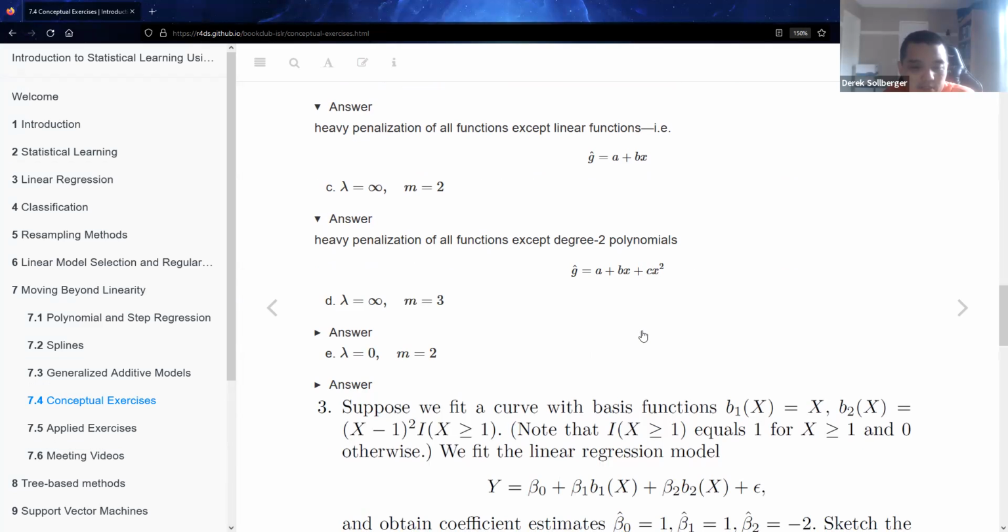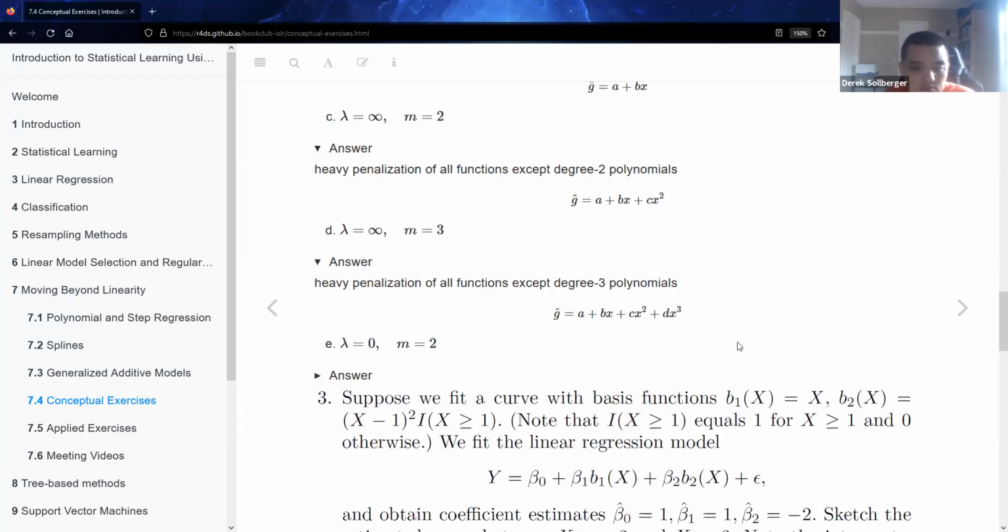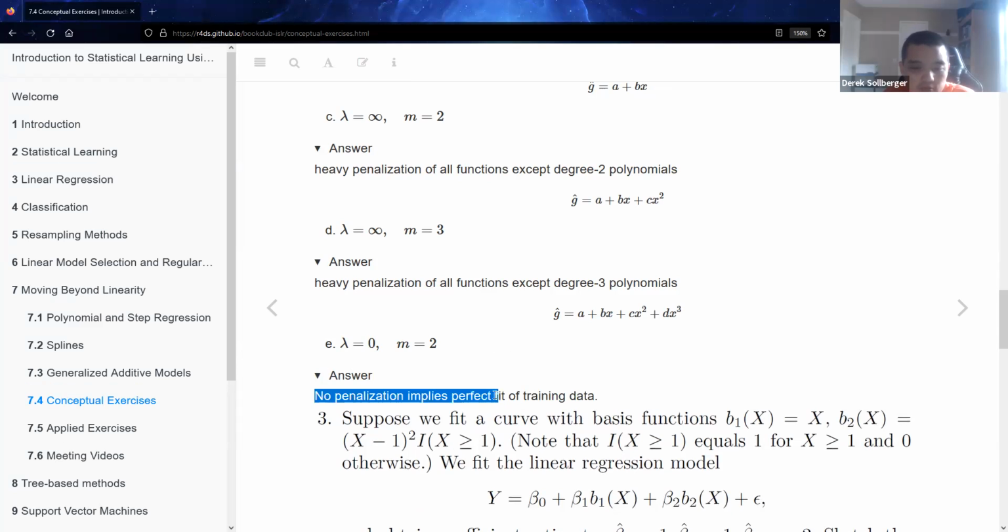Scenario D, lambda is infinity, m is 3. Heavy penalization except for degree 3 polynomials. That is, the degree 3 polynomial would be what's created in the modeling process. And then to throw in a little extra review here, the textbook authors asked about lambda is 0, m is 2. Well, if there's no penalization, then that might lead to perfect fit of the training data.